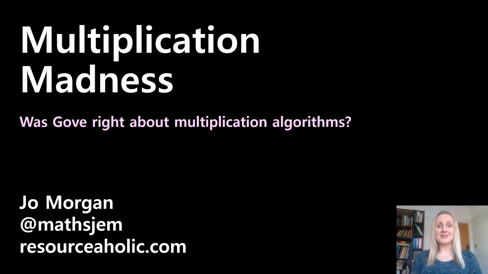Today I'm going to do a presentation for you that I did at ResearchEd Rugby in 2019. The presentation is called Multiplication Madness, and it's about whether Gove was correct in his decisions that he made about multiplication algorithms.